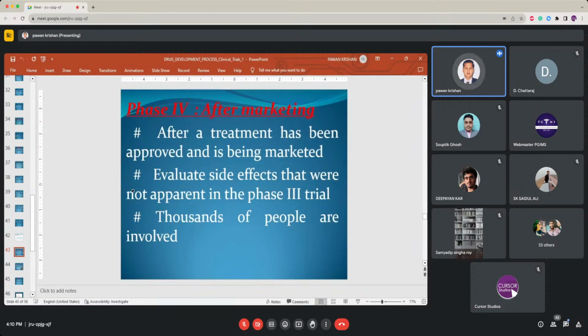Now after phase 3, getting the approval, you have to perform post-marketing surveillance. After the treatment has been approved and is being marketed, evaluate the side effects that are not apparent in the phase 3 trial. Thousands of people are involved.